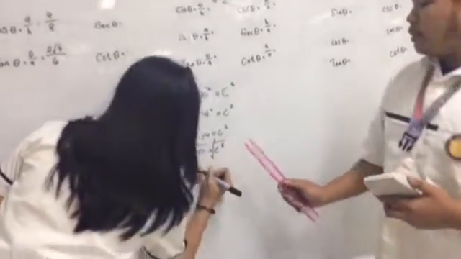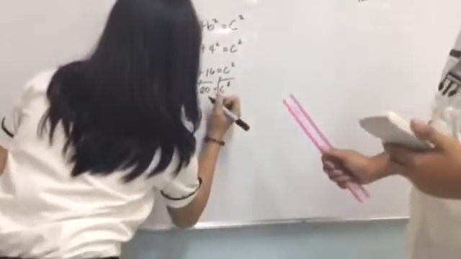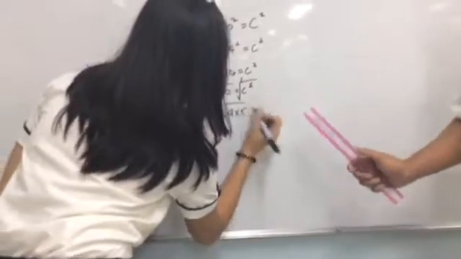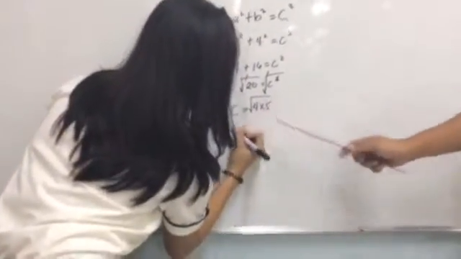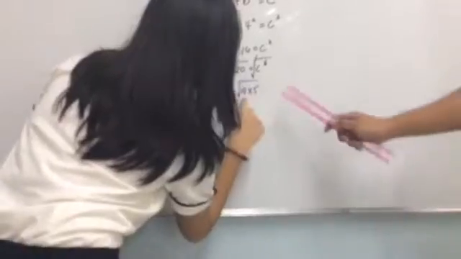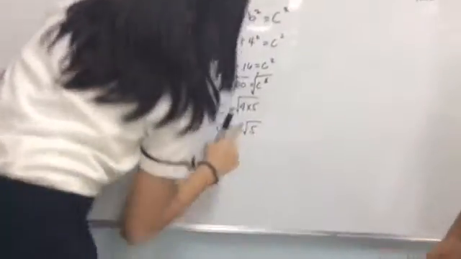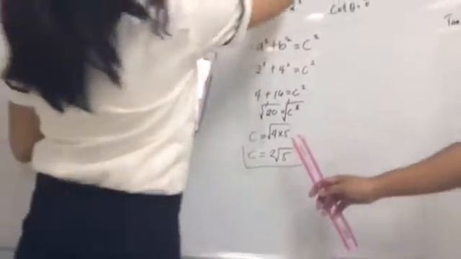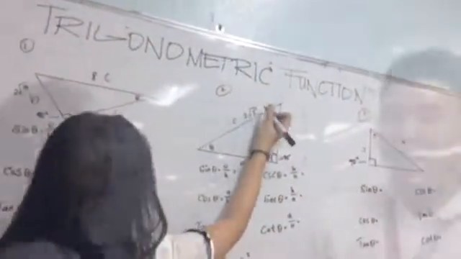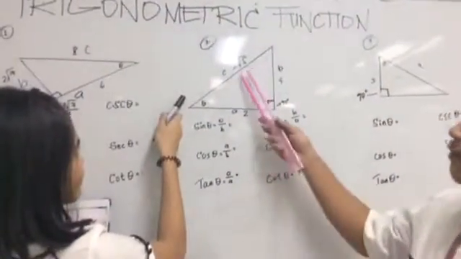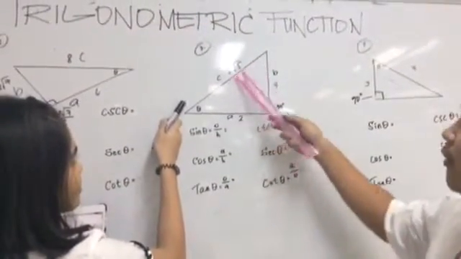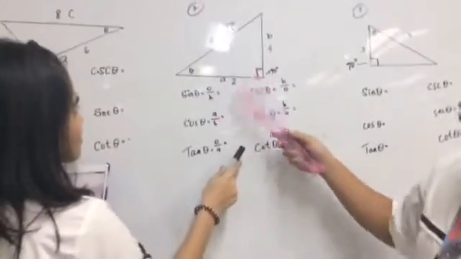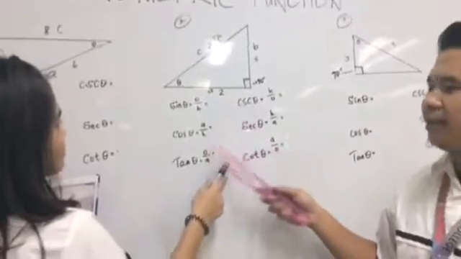Then c is equal to the square root of 4 times 5. Then we should extract it and get 2 square root of 5. Then the measurement of the hypotenuse is 2 square root of 5. After we find the hypotenuse, which is 2 square root of 5, let's fill in the values for sine, cosine, and tangent.